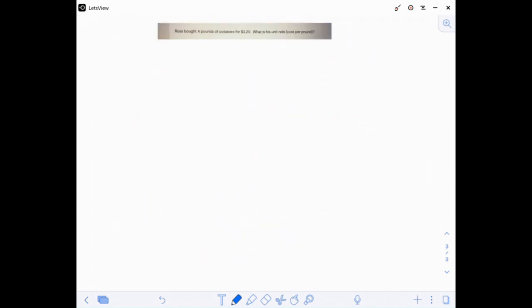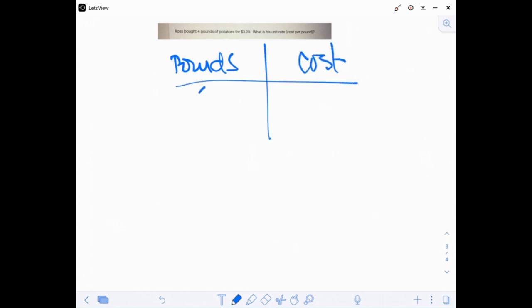Let's take a look at one last problem. Ross bought 4 pounds of potatoes for $3.20. So we could say there's a relationship between the pounds and the cost. So 4 pounds cost $3.20. What's the unit rate? Well, I want to know that means how much does 1 pound cost?